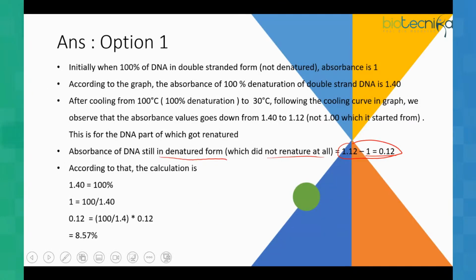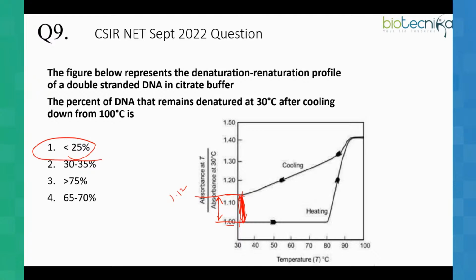So according to that calculation, 1.40 is 100%. Okay, then if you take the unitary method, 1 will be 100 by 1.40, and if you take 0.12, then it will be 8.57. That means less than 10% or less than 20% of the DNA will still be denatured. The rest would all have renatured if you cool down the temperature.